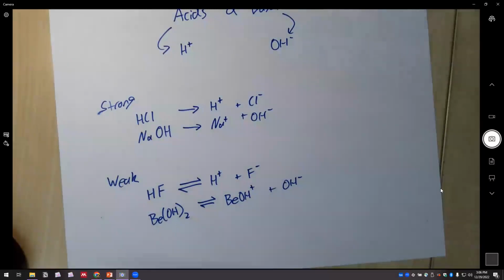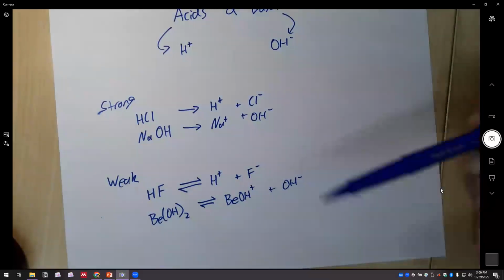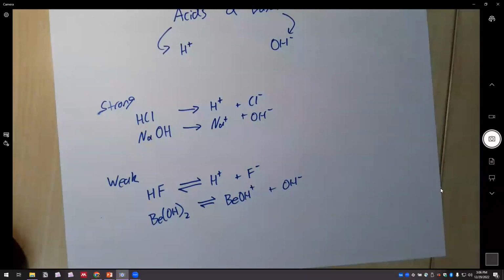Right. And so we'll be working with both of these in lab this week, both strong acids and bases and weak acids and bases. And a big part of the lab is to get a sense of how these two interact with one another.